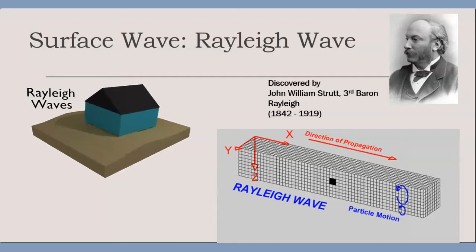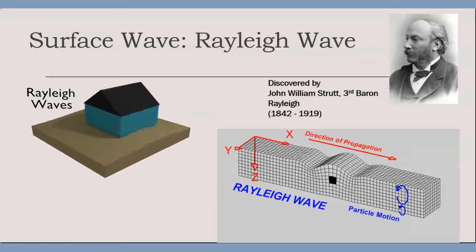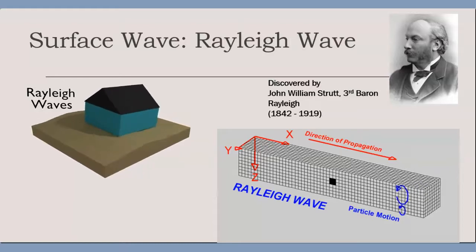Then there are the Rayleigh waves, and they provide the rolling motion during an earthquake. The velocity of a Rayleigh wave ranges from 1 to 5 kilometers per second. This is the slowest wave.